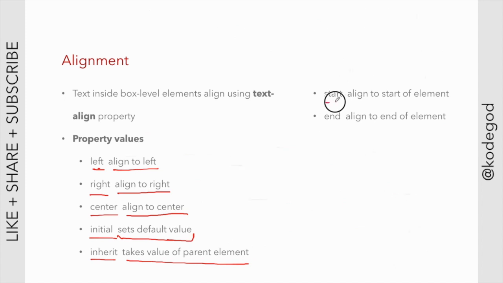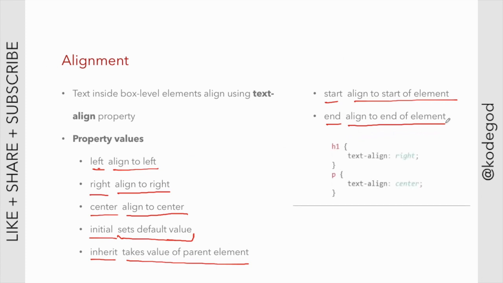Then you have two more: start and end, wherein you can align to the start of the element, and with the help of end as the value you can align to the end of the element. So let us see how you can write. This is how you can write: you can specify text-align: right, text-align: center.